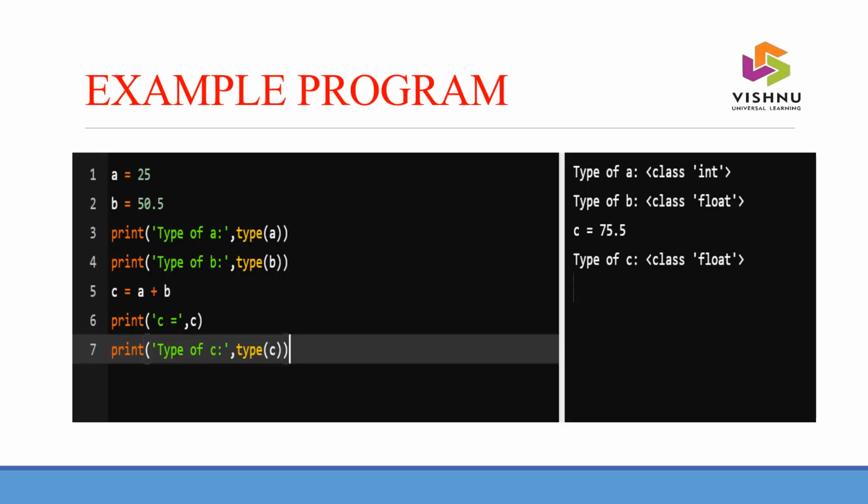Example program. In this example, we took a as an integer and b as a floating point value. So, when we try to print the data types, int and float are printed respectively. Now, we assigned the sum of a and b to c and printed the value of c and its data type. Here we are trying to add values of two different data types, integer and float. So, we got c is equal to 75.5 and type of c as float. Now we can understand how the Python interpreter does the type conversion. That is, here integer, which is lower data type, got automatically converted into float, which is higher data type.